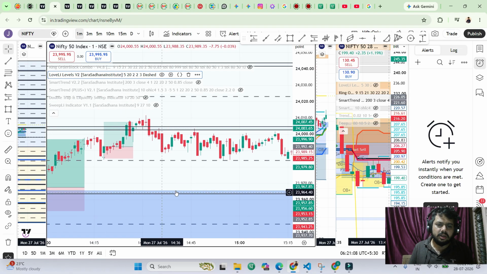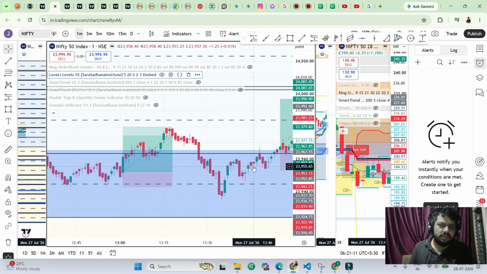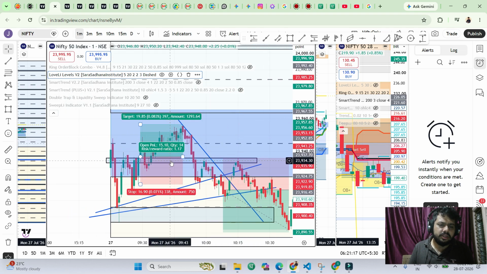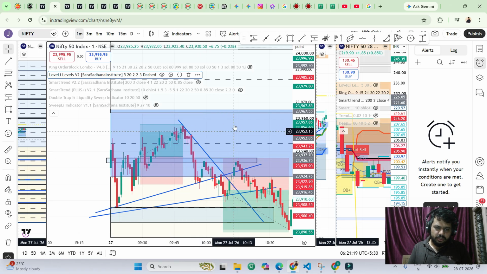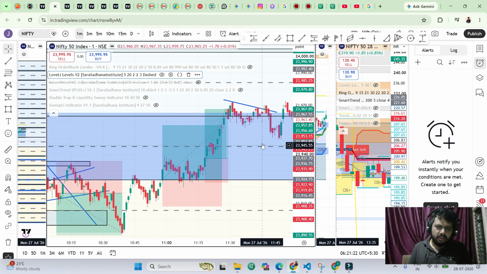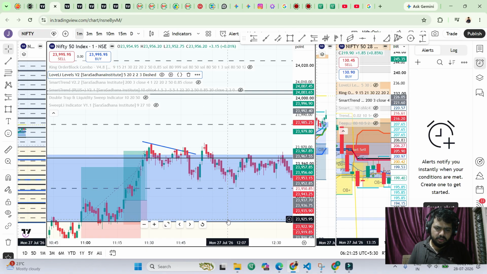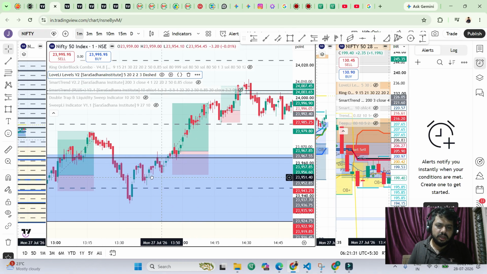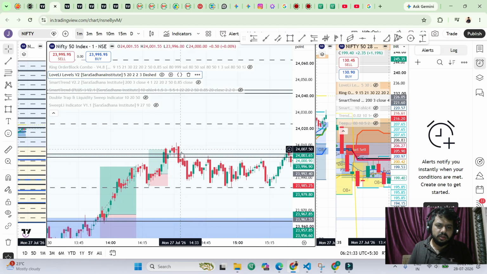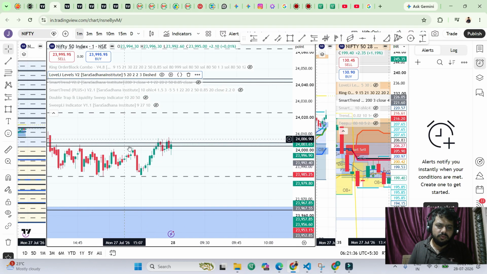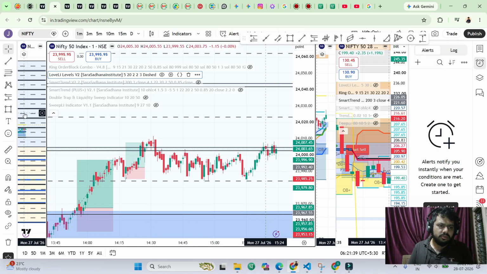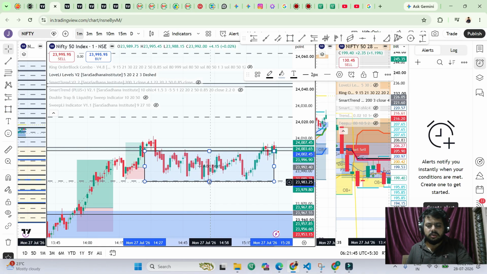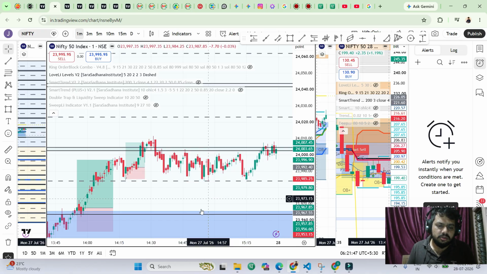So this is where Lovely Levels comes in handy. You can trade level by level, from this level to this level. Whenever there is a retracement, from this level to this one, or till here, like that you can keep on tracing. You can observe the changes in the market level by level. Here, see how many times it got rejected from this particular level. If you see here, it would be ranging in this particular time. So that is the reason.